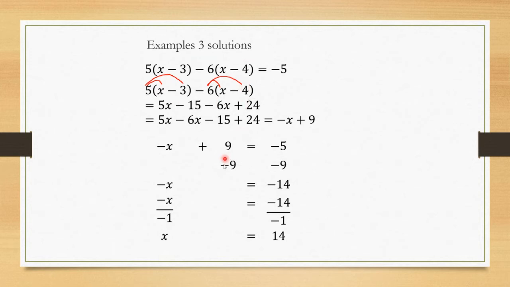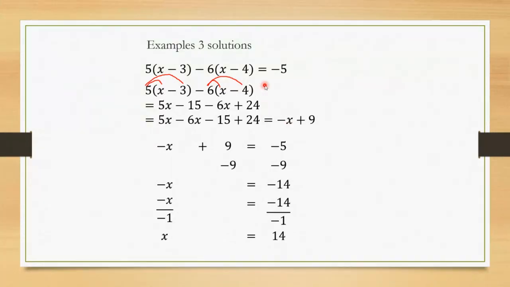So this is what we get here: 5x minus 15 minus 6x plus 24. And now the next line, all I did was rearrange the terms so that like terms are next to each other, so it's easier to see what the next step is. So we have 5x minus 6x minus 15 plus 24. And when you combine like terms, you're going to get minus x plus 9. Again, combining like terms, that's all we're doing.